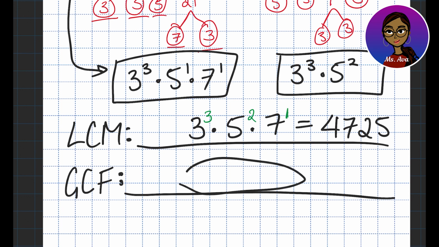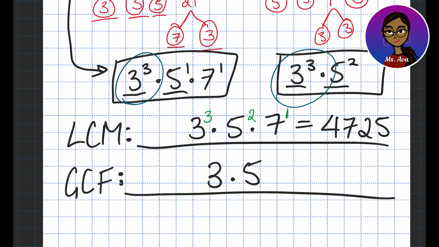Then for the GCF, what you do in this case is that this time you're going to only write down the bases that are in both. So only the popular bases get invited to this party. So that would be the 3 and the 5. Those are the only ones that are in both. And then when you go through and you're comparing, you're going to choose the smaller exponent this time.